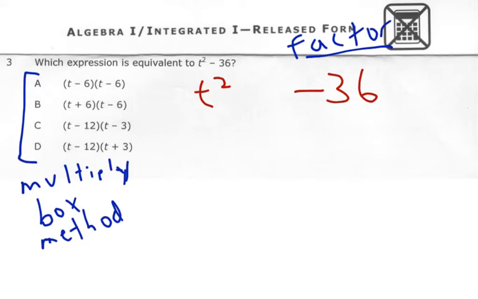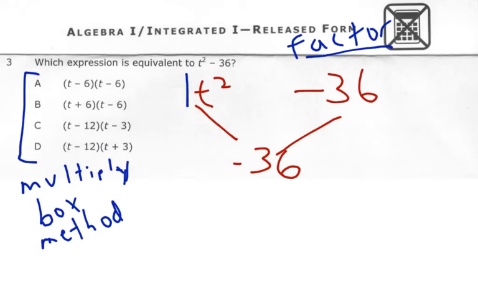Factoring t squared minus 36, you're going to multiply the outside terms. So what's the coefficient of t squared? It's understood, if nothing is there, that that's a 1. Us mathematicians, we get pretty lazy, don't we? So 1 times negative 36 is negative 36.